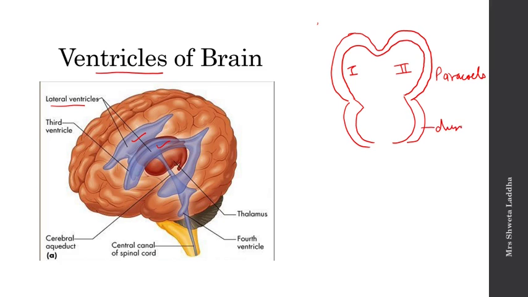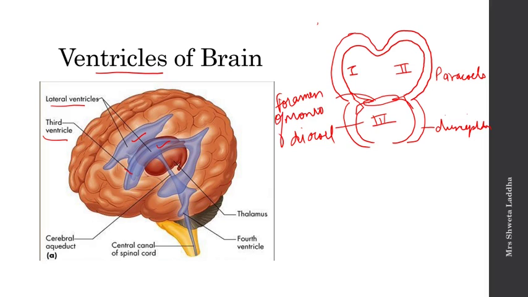So this is the diencephalon, and the third ventricle which is present in the diencephalon is called the diocoel. Here you can see the third ventricle present in between. The opening of the first and the second ventricle into this diocoel is called the foramen of Monro. So, foramen of Monro.